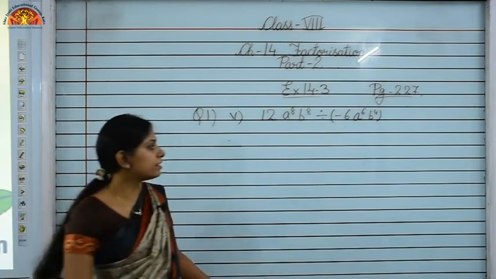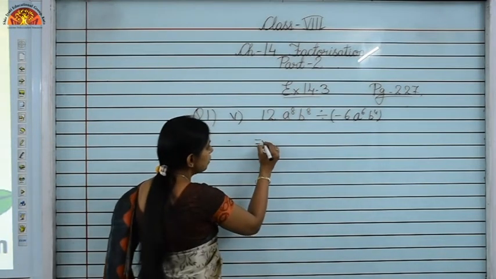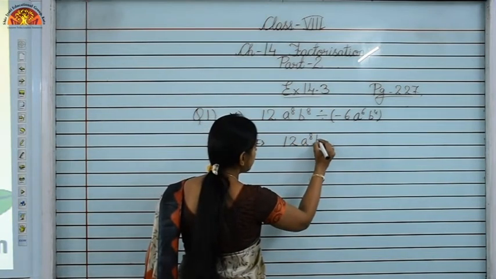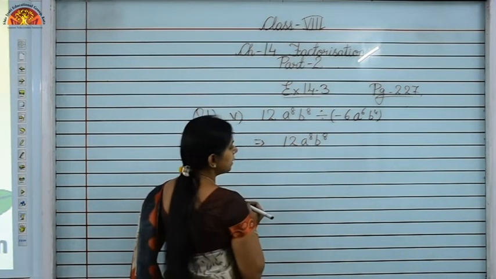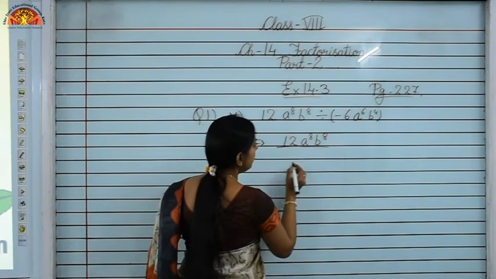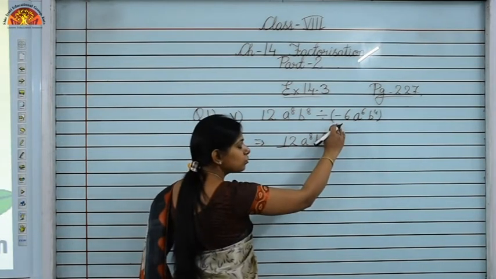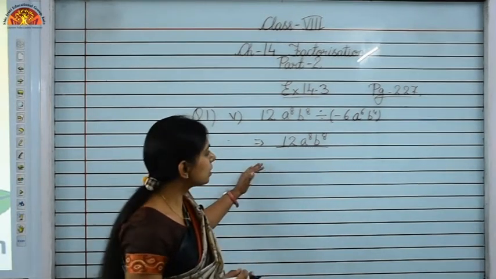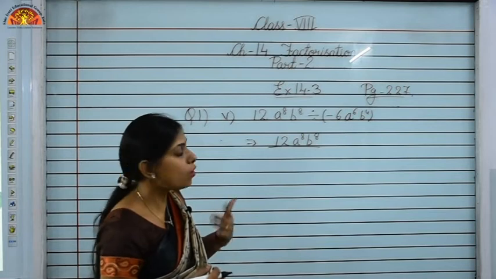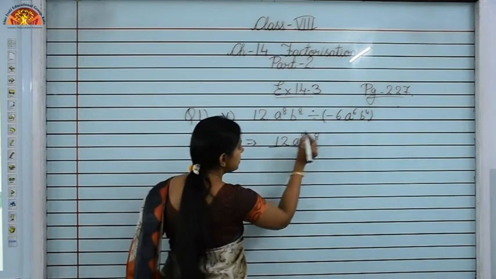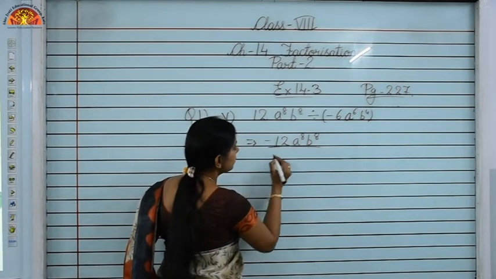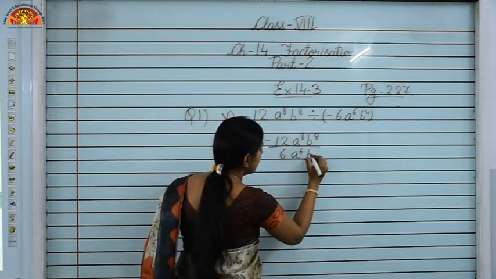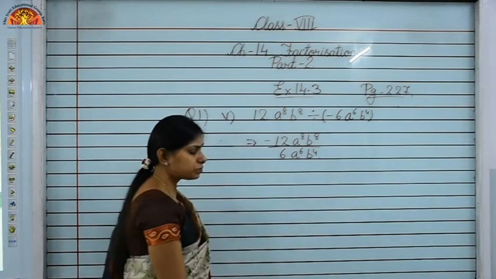So again we have to carry out the division. You can see over here, 12 a raised to the power 8 b raised to the power 8, whole divided by minus 6 in the denominator. So children, as you have learned, it doesn't matter whether you place the sign in the numerator or in the denominator. So I am just putting the sign in the numerator. So it will be 6 a raised to the power 6 b raised to the power 4.